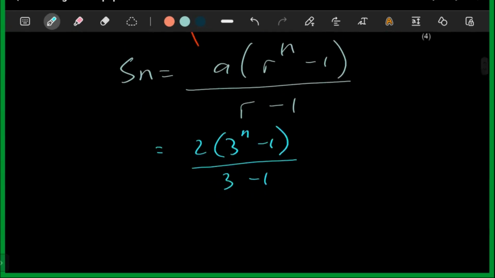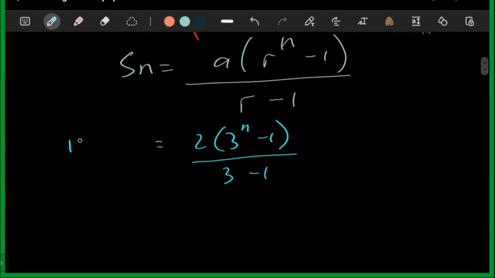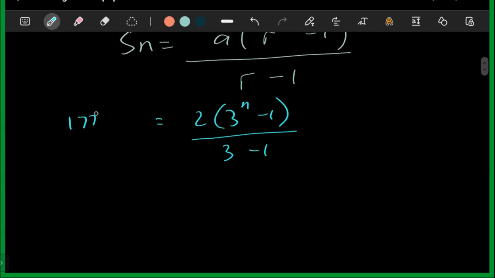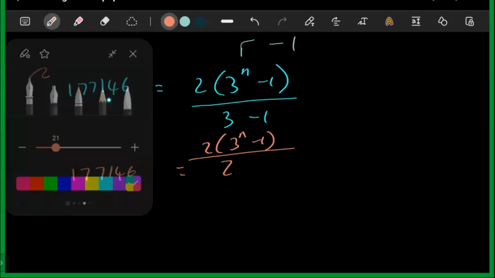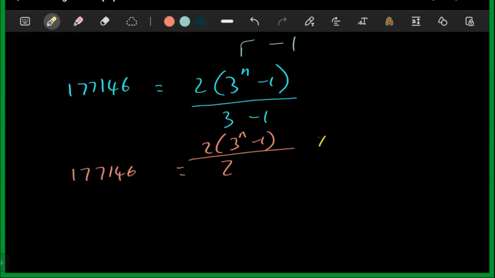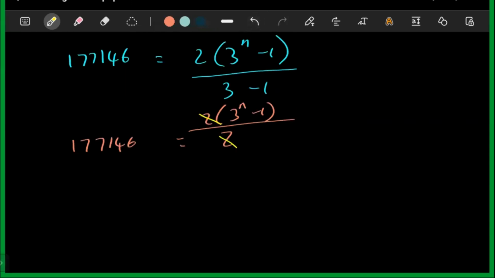3 minus 1. Sn is 177,146. And then here you have a 2 at the bottom, right? To get rid of the 2 down there, which you do want to, because it's solving for x, you're going to multiply. No. The 2's here cancel out, fortunately.